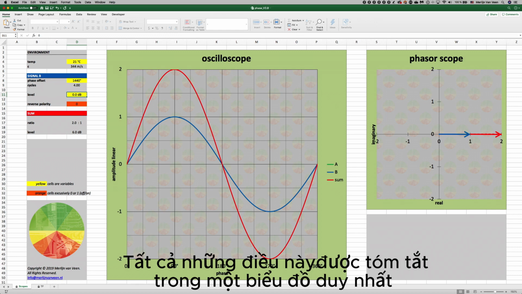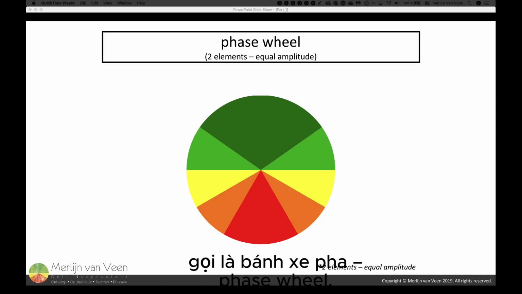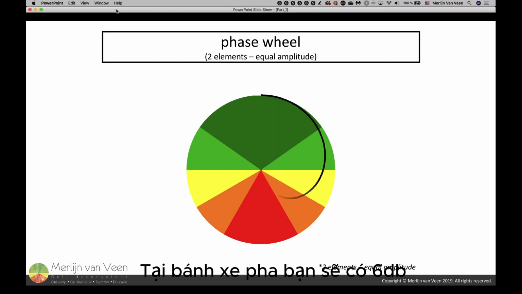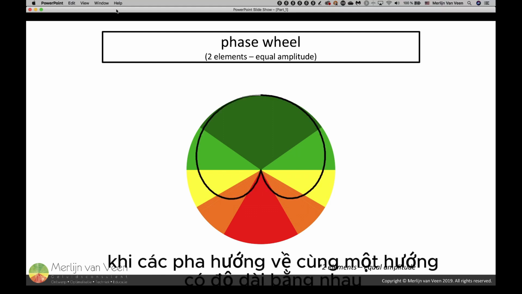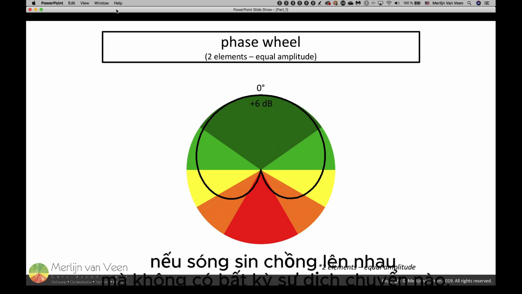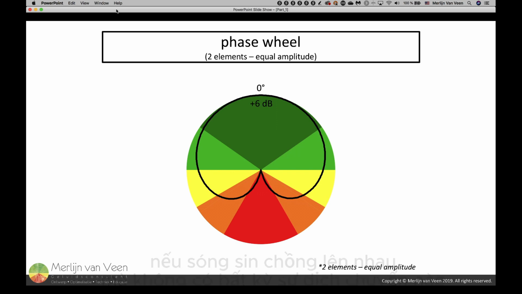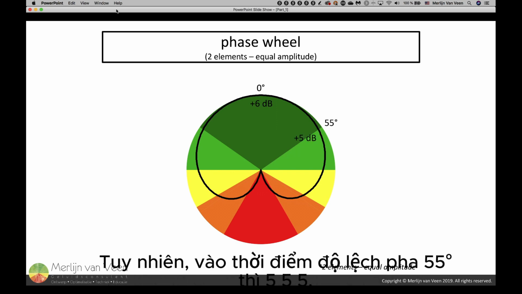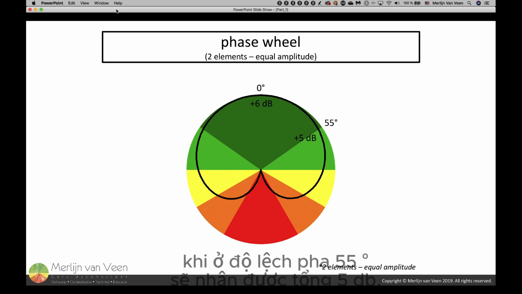All of this can be summarized in a single chart, which is what we call the phase wheel. When you live at the top of the phase wheel, you will get 6. When your phasors are pointing in the same direction, have equal length, are equally loud, you will get 6 decibels. If your sine waves are overlapping without any shift, you will get 6 decibels. However, by the time you have a 55-degree offset, then 555, which is the rule of thumb, tells me that at 55 degrees phase offset, I get 5 decibels of summation.